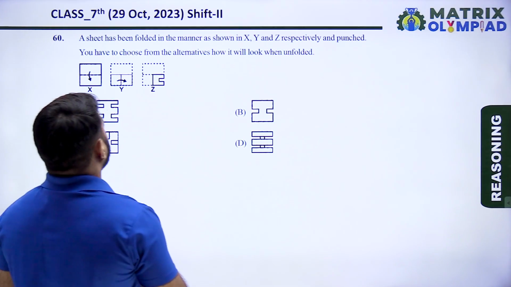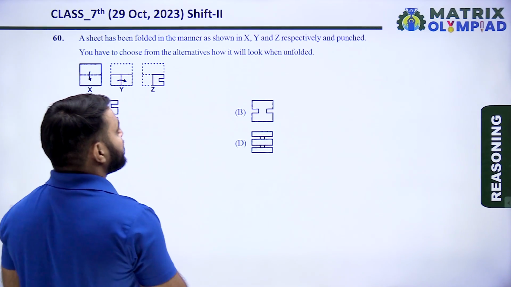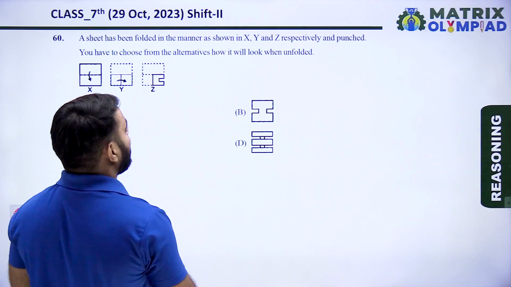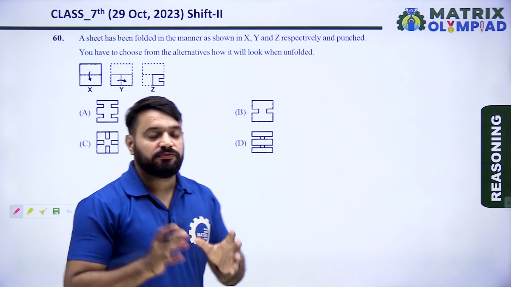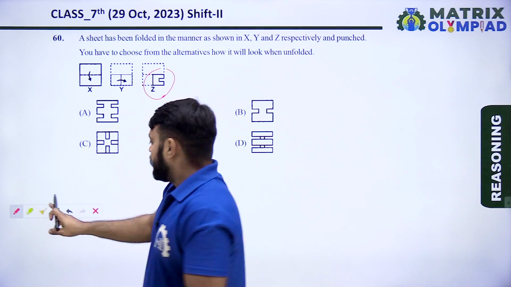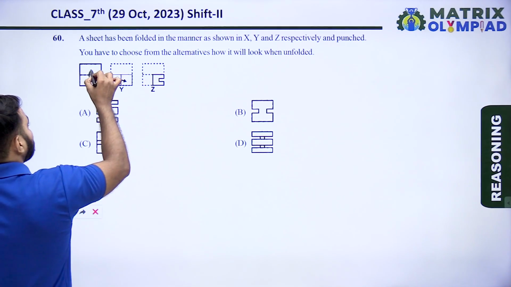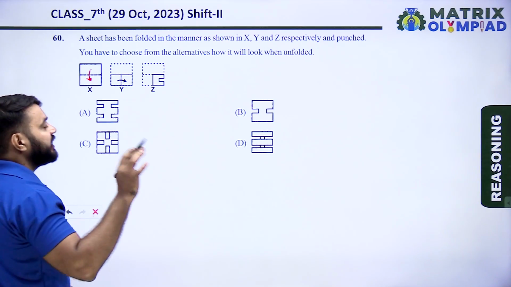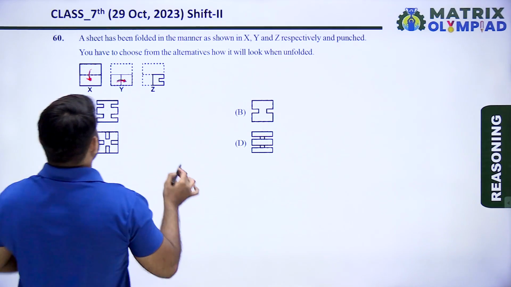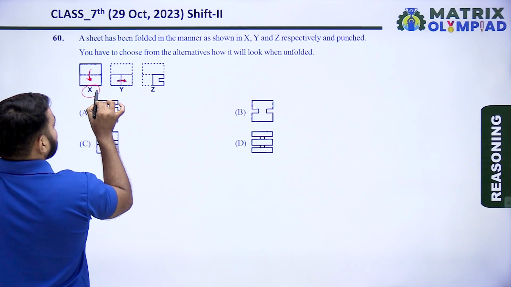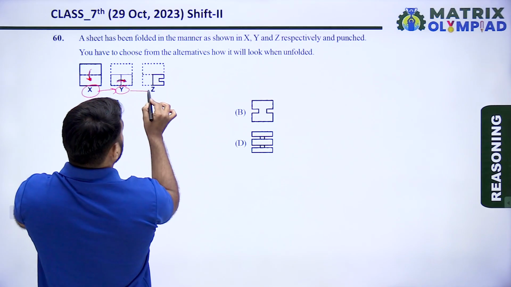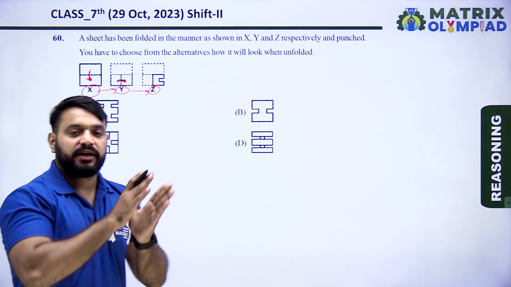A sheet has been folded in the manner as shown in X, Y, Z respectively and punched. You have to choose from the alternatives how it will look when unfolded. Find the unfolded figure of the given figure Z. In this question, this arrow shows the folding direction of the paper. So first we folded X, then we got Y. Now we folded Y, then we got Z. Now unfold the paper.